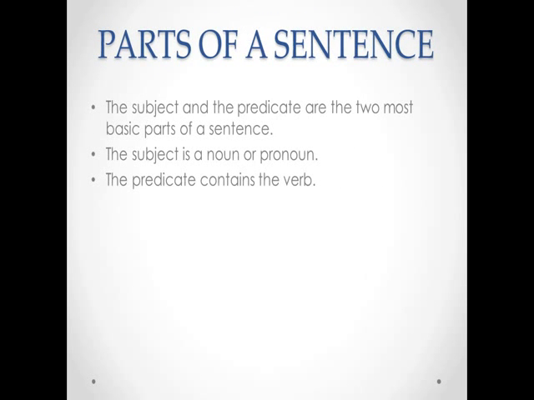Parts of a sentence. So, a sentence needs a subject and a predicate. They're the two most basic parts of the sentence. Remember, we talked in Sentence Structure Part 1 that you have to have a subject, a verb, and a complete thought to be a sentence. All sentences will have a subject and a predicate. The subject is a noun or a pronoun, and the predicate will contain the verb.